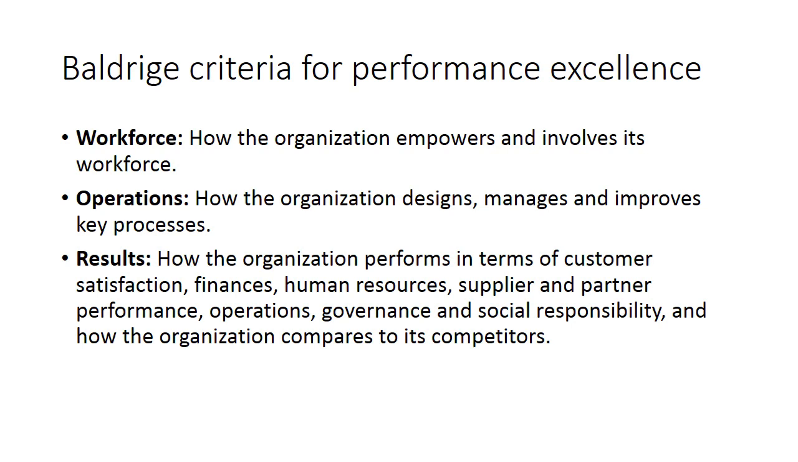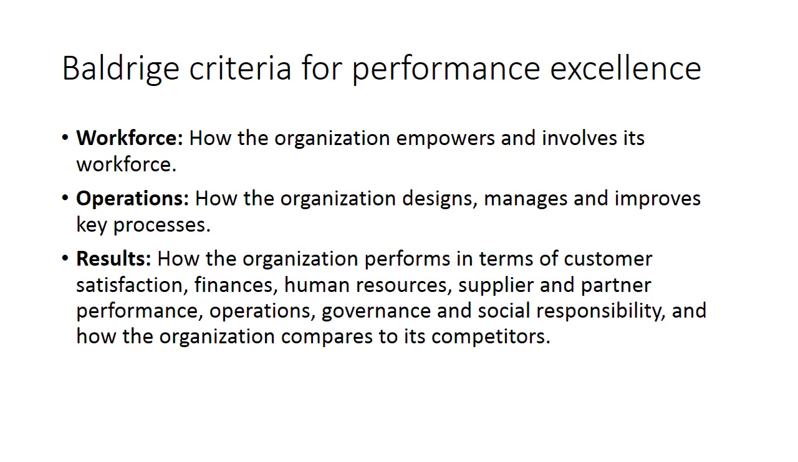The next criteria talks about operations and processes, and this simply means how the organization designs, manages, and improves key processes. In this, I think that design for Six Sigma and design for lean manufacturing come very, very handy when we are doing new processes or where we're improving previously existing processes.